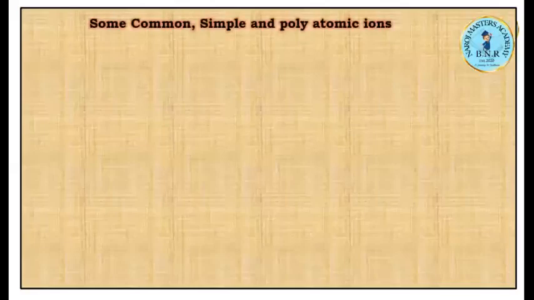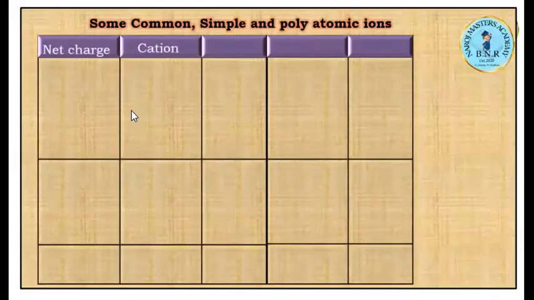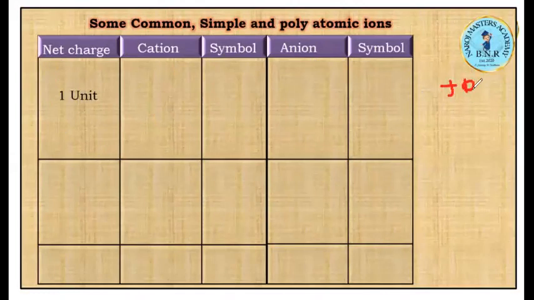Note down this table: some common simple and polyatomic ions. What is the net charge? Cation symbol and anion symbol. 1 unit net charge means only 1 plus. No need to write plus 1, plus is enough. For example, Na will be written as Na plus here. If you see calcium, Ca plus 2 will be written, not plus. That is what we call net charge.